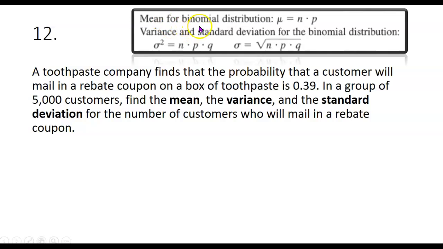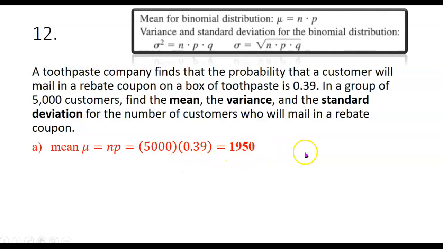And then for a binomial distribution, the mean would just be n times p. We would just multiply those two numbers together. So 5,000 times 0.39 is 1,950. If there's a 39% chance of somebody mailing in the rebate, then you'd expect around 39% out of the 5,000. 39% of 5,000 is 1,950. So that's the average number out of 5,000 who would mail in the coupon.